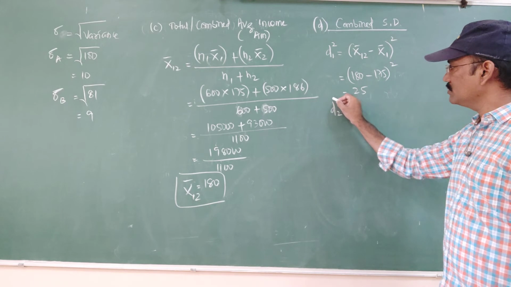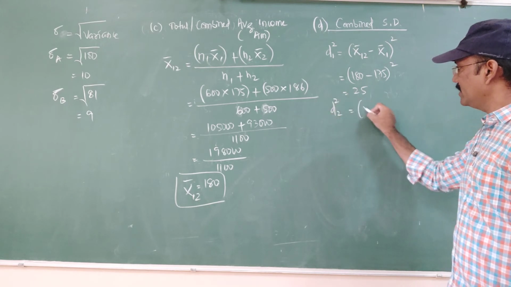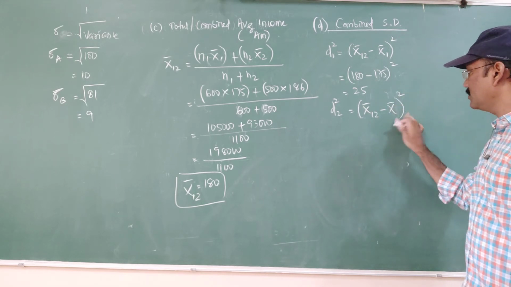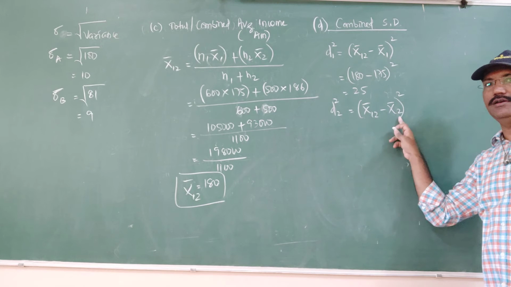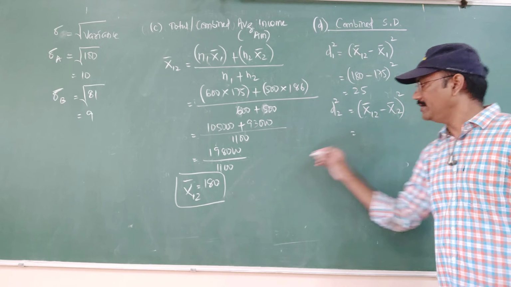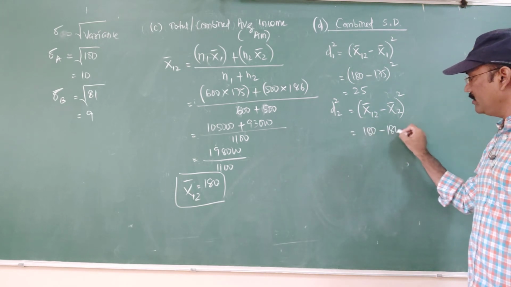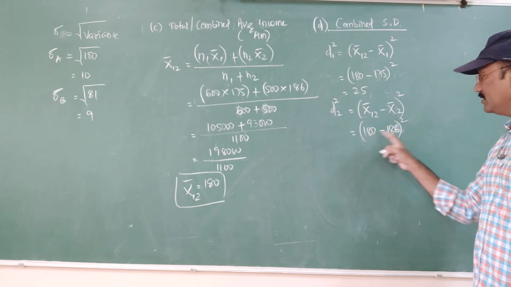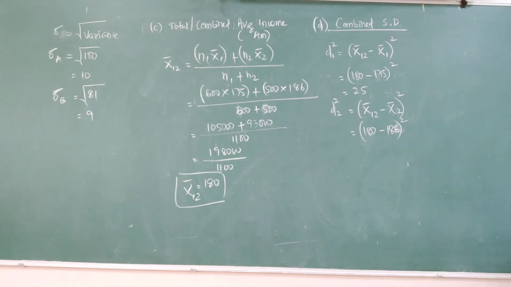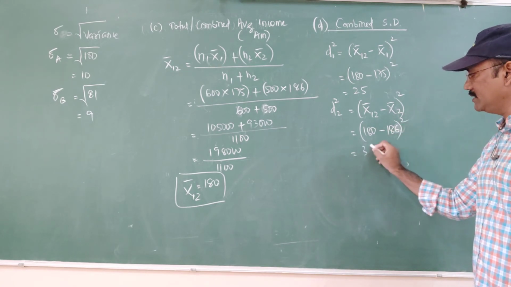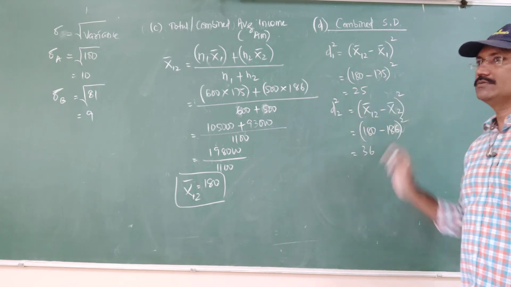Now D2 square. The formula is the same: X bar 1 2 minus X bar 2 whole square. Sorry, X bar 2 means the second mean, the Village B mean. The combined mean is once again 180 minus the second mean. Village B mean is 186. The difference, 180 minus 186, you will get minus 6. If you square this, minus 6 square is plus 36. I hope that this one is clear.